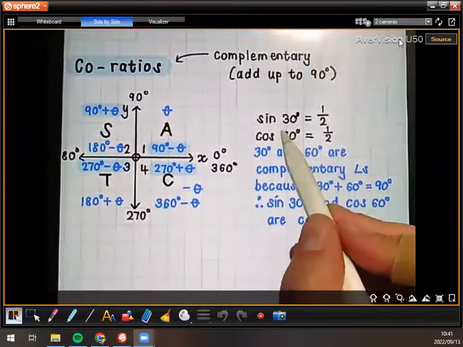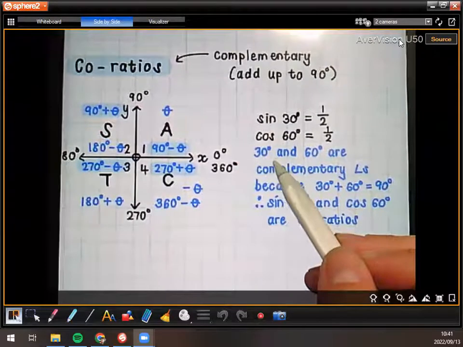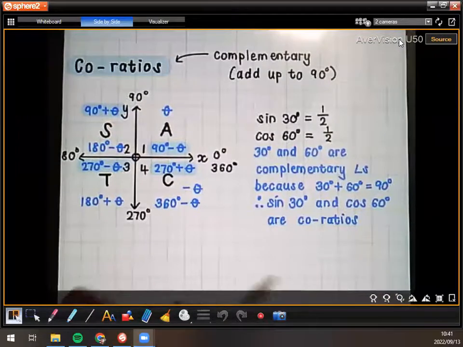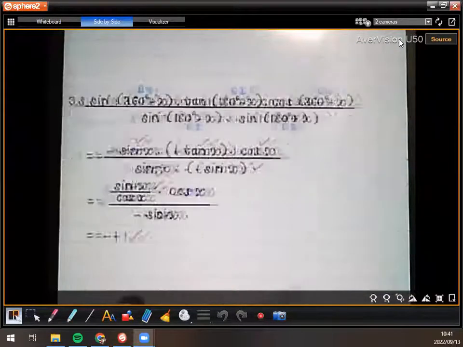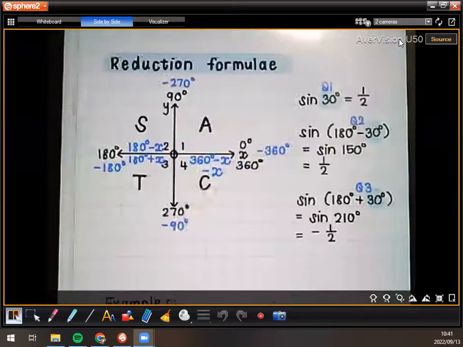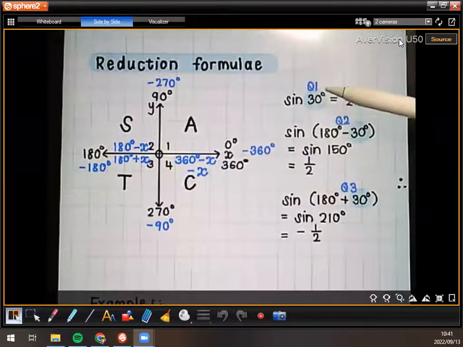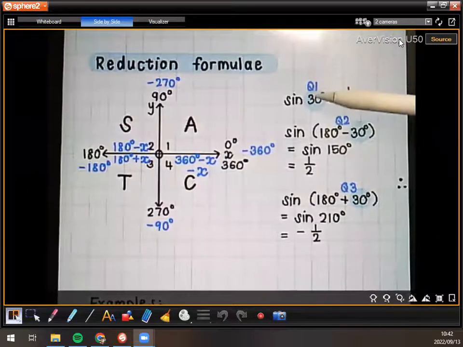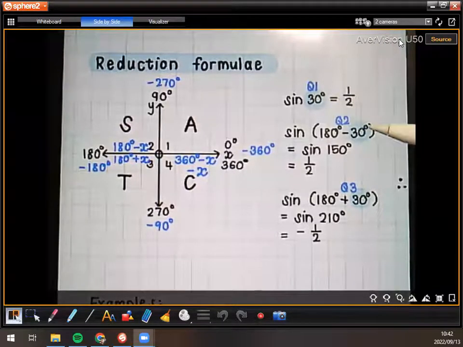Now guys, instead of writing cos of 60, we actually could have written cos of 60 in a different way. Remember when we did the reduction formula before? I'm just going to go back to some previous pages with you, so bear with me. When we had sine 30, then we looked at sine 150. But I wrote 150 as 180 minus 30, right? So I used the original angle, and I said, what do I get when I do 180 minus 30?